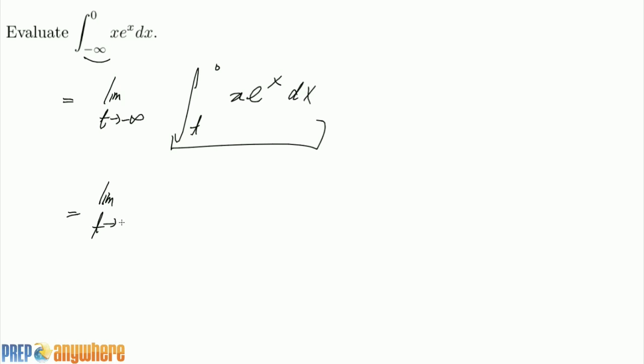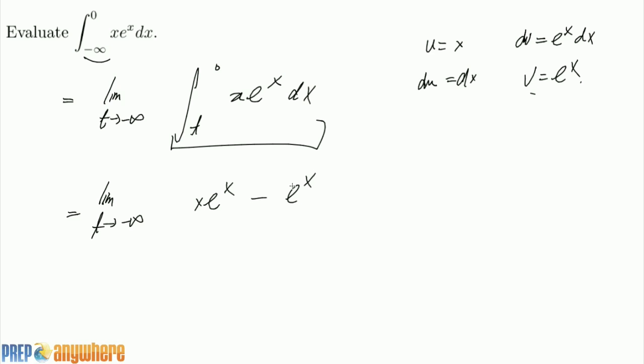Integration by parts. That's right, integration by parts. So let u equal x, dv equal e to the power of x dx, du becomes dx, and v becomes e to the power of x. So this whole thing becomes x e to the power of x, right, minus the integral of e to the power of x. But I'm going to remove the integral right away because we know the integral of e to the power of x is e to the power of x.